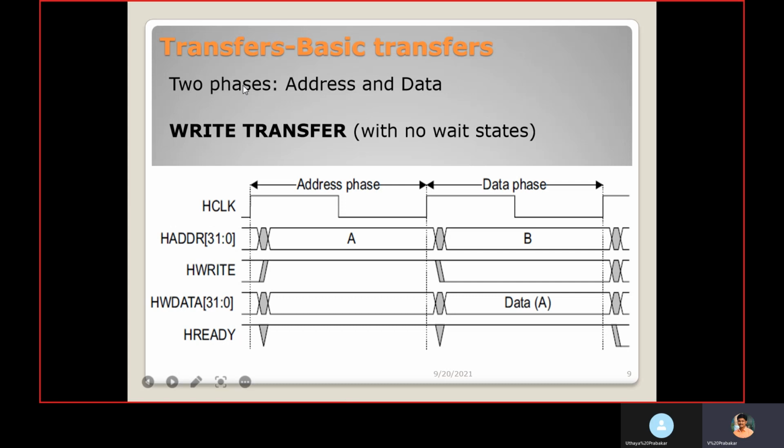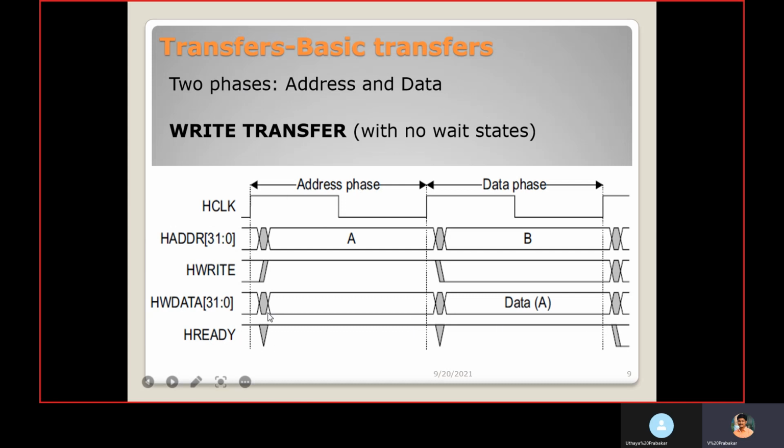Then we are going to see the basic transfers. As I told, a transfer happens in 2 phases. One is the address phase, another one is the data phase. This is the example for a write transfer. Here we are not using any wait state. A wait state is introduced with the help of HREADY. When HREADY is 0, it will introduce a wait state. Here, without wait state, that means HREADY is always 1.